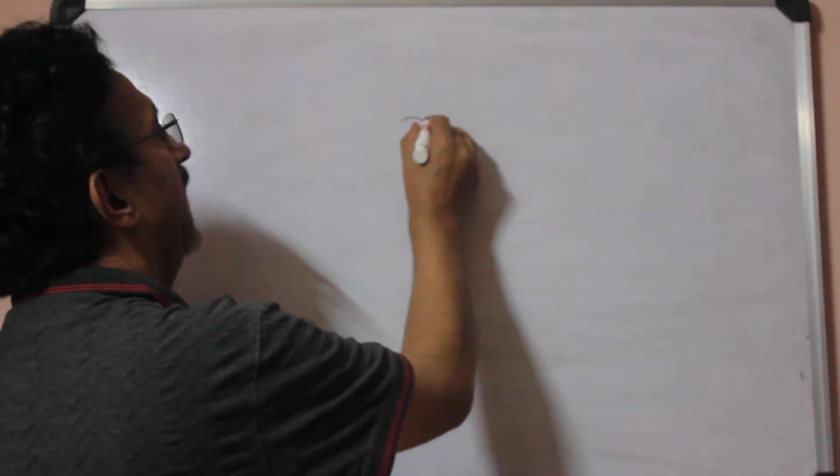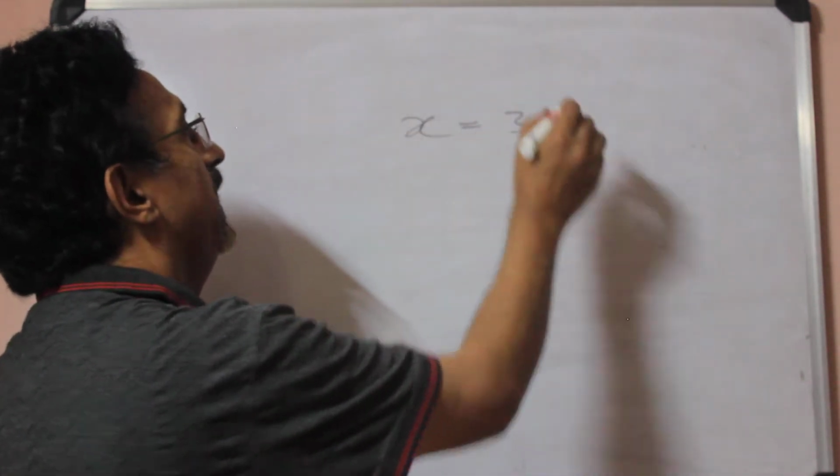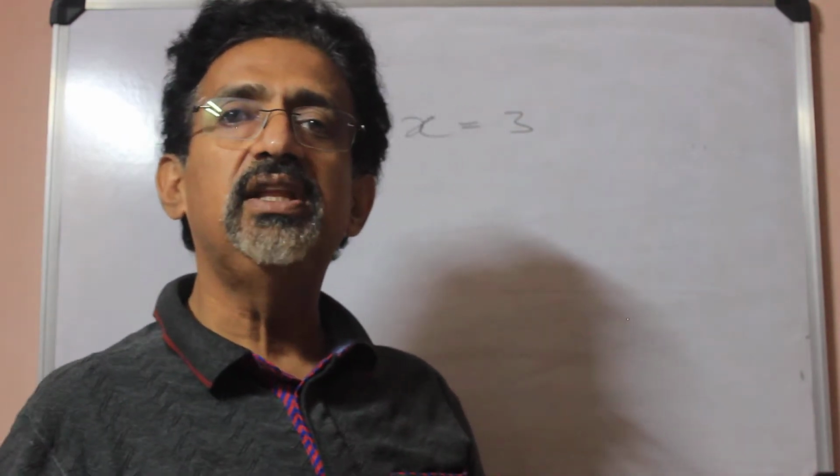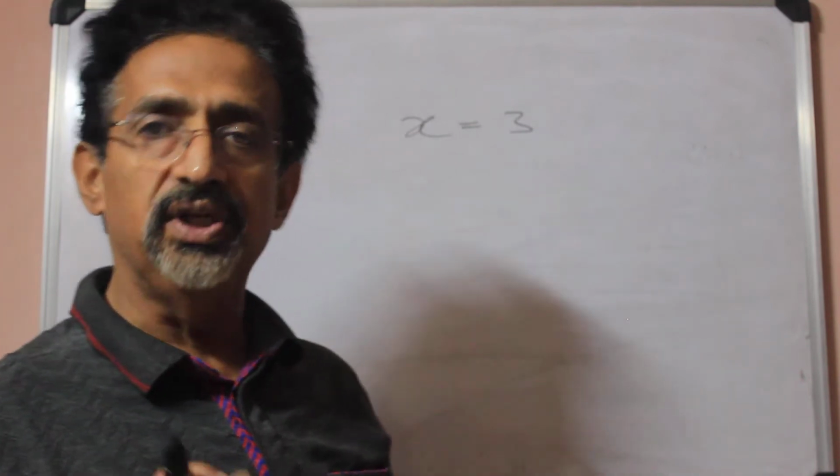An equation is what? If I equate a variable to a constant, I get an equation, right? For example, if I consider x and equate that to 3, then I get an equation. What is the solution of this equation? x is equal to 3 itself is the solution of this equation. What do you mean by the solution? If I replace x by a certain value, that equation should be satisfied.